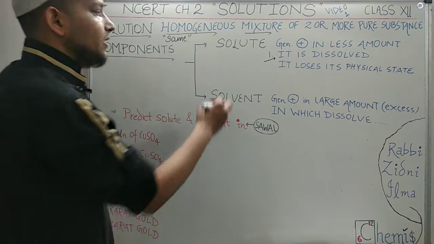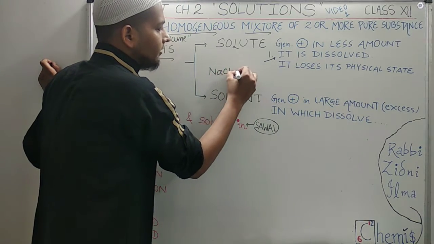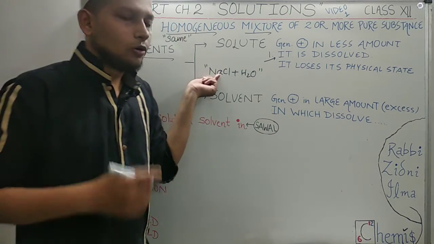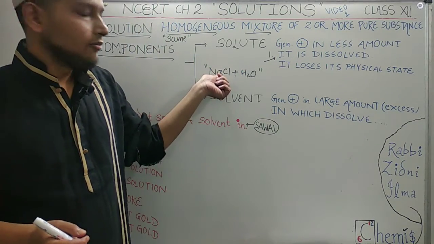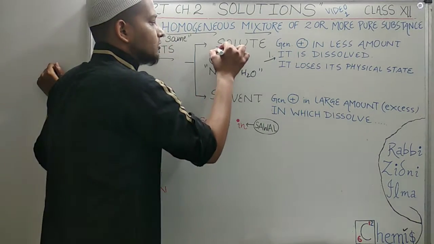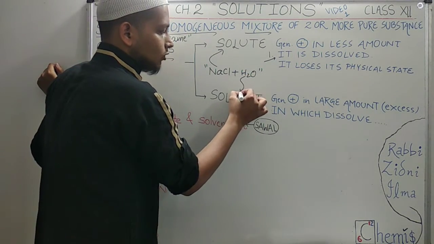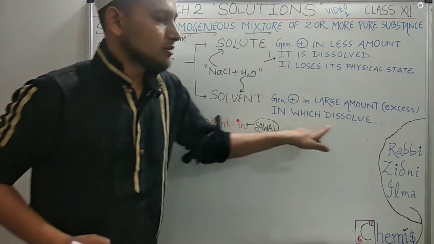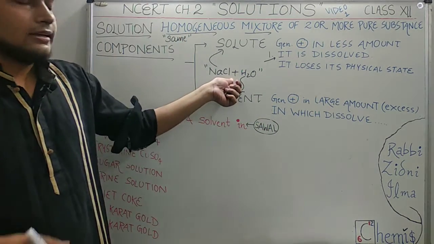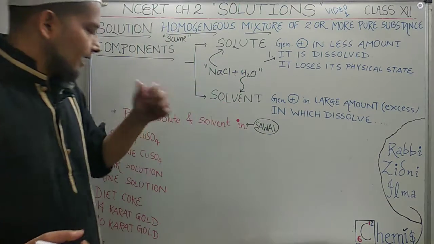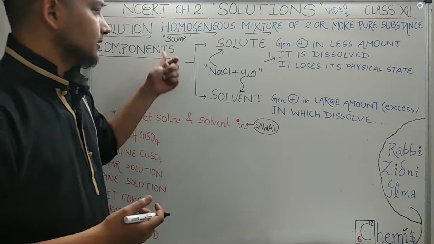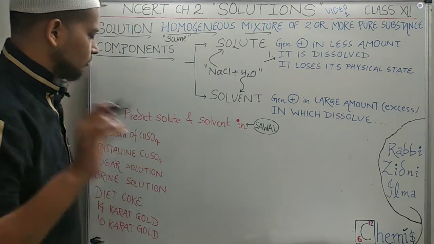Now consider the example of sodium chloride in water. If you look closely, sodium chloride is going to dissolve in water. It is dissolved, hence sodium chloride is solute and water is the solvent, because we are dissolving sodium chloride in water. So water turns out to be our solvent. And water is in excess, as we all know.